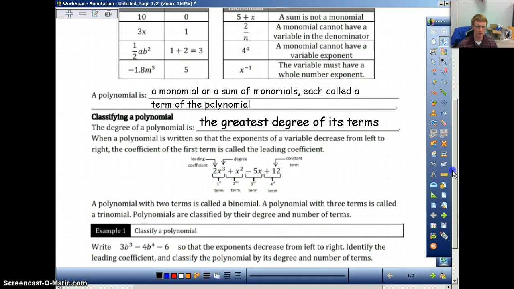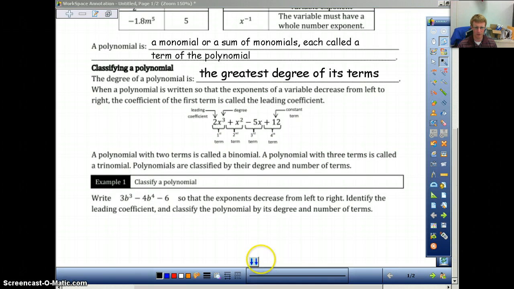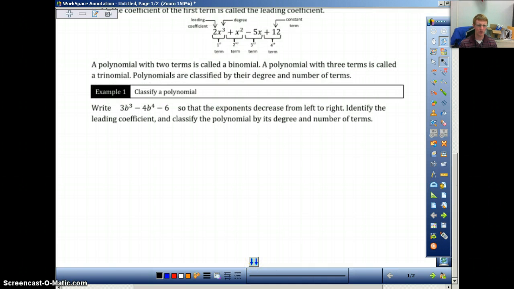Okay, so here's what we're going to do. Let's first classify. Let's look at this example. Do this very quickly. It says a polynomial with 2 terms is called a binomial. A polynomial with 3 terms is called a trinomial. And polynomials are classified by their degree and number of terms.